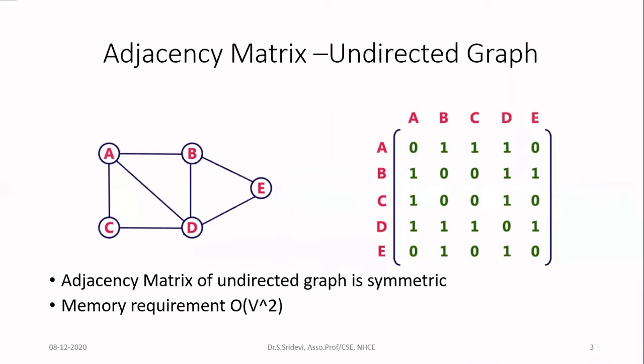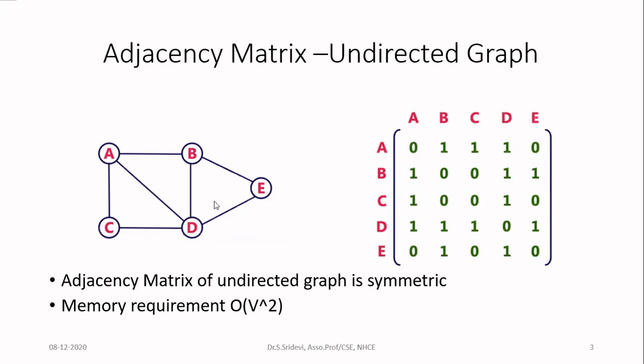So we will say that the memory requirement for our adjacency matrix is order of V squared. Here V stands for the number of vertices. When you have 5 vertices, you are going to store 5 squared cells. When you have 10 vertices, you will store 10 squared. So the memory requirement is order of V squared.